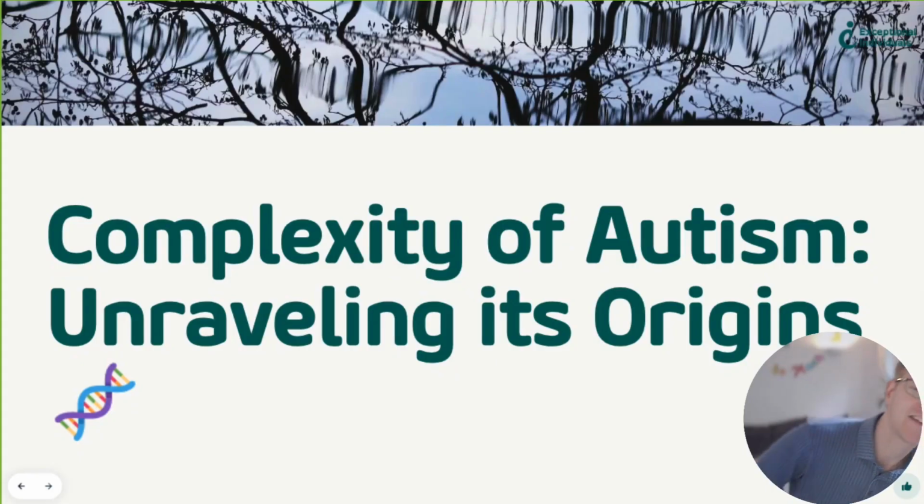Now, the complexities of autism, unraveling its origin. As I said, it is very complementary to understanding the treatment. Now, just so you know, there isn't like a silver bullet. When we say treatment, we don't talk about curing. We talk about how we can get the best out of someone and for them to live a fulfilling life.